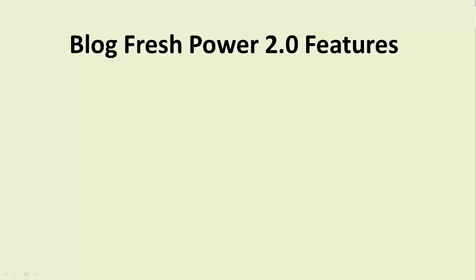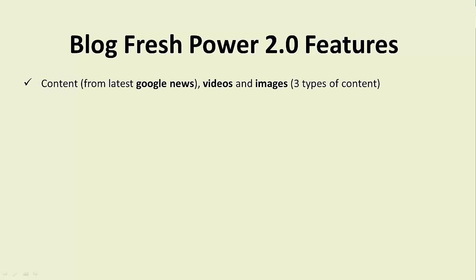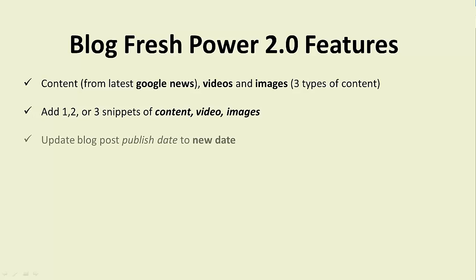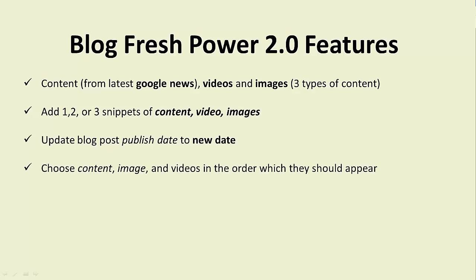Now, before I demonstrate BlogFresh Power 2.0, I want to go over some of the features so that you understand the power of this plugin. We're going to bring in content from Google News, videos, and images, three types of content. Matter of fact, we can bring them all in at once. You're going to add not one, not two, but all the way up to three snippets of content, video, and images. It's going to update the blog post publish date to the new date, which really keeps your blog fresh. And you're going to be able to choose content, images, and videos in the order in which they should appear.